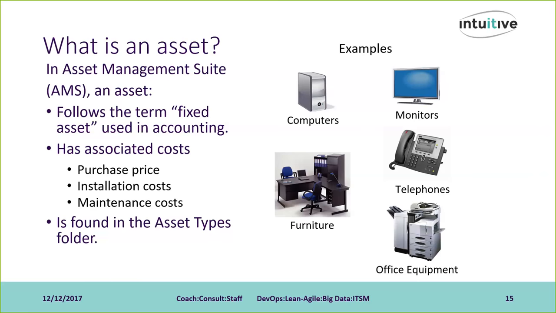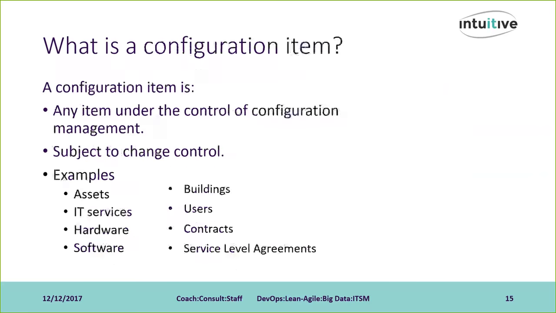Okay, what's a configuration item? The term configuration item, which is often abbreviated CI, is a more general term for an asset, and it's used when referring to any configuration management item in the database. So ITIL version 2 defines a configuration item as any item which is under the control of configuration management and therefore subject to formal change control.